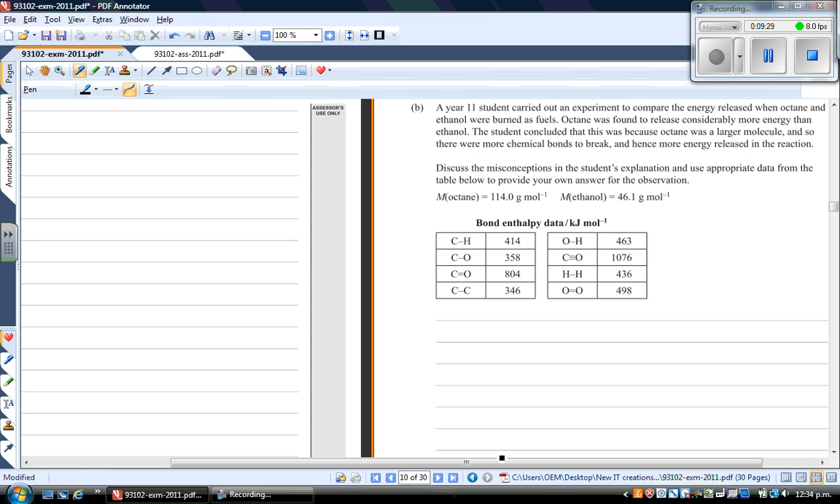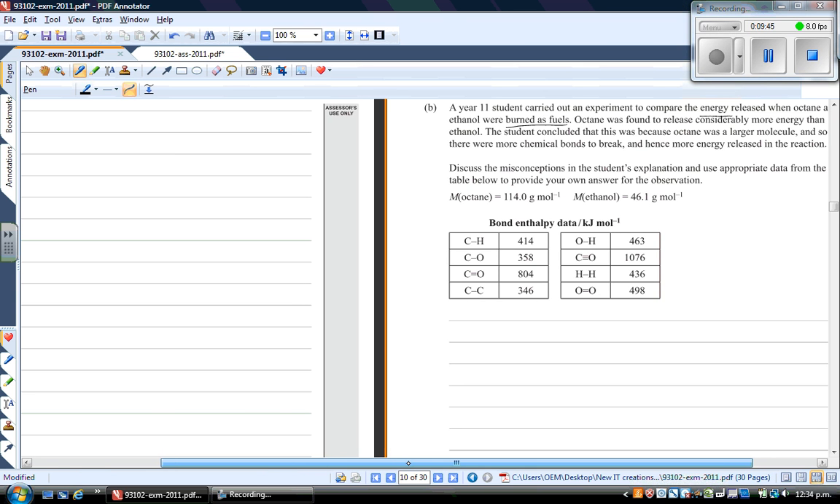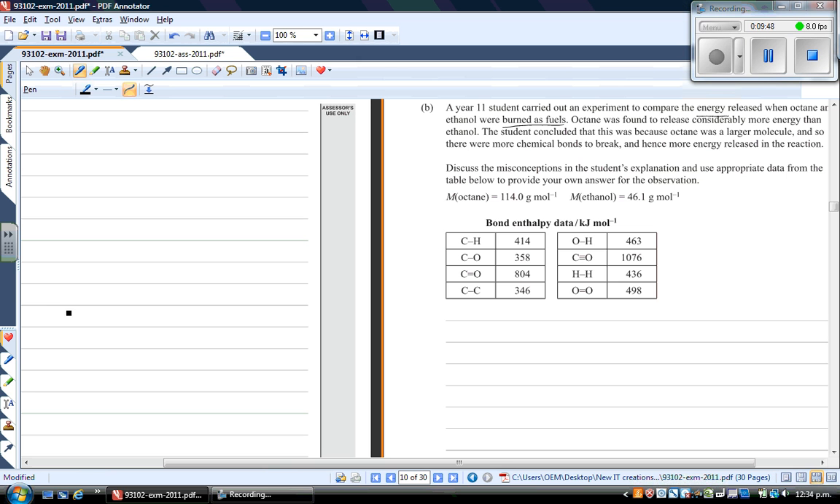The two equations we're looking at, the key thing here is that we're talking about burning fuel, so this is a combustion, and we're talking about energy as the final thing that we want to determine. So I can do the combustion of octane here, versus the combustion of ethanol. So we need to write down our balanced equations.